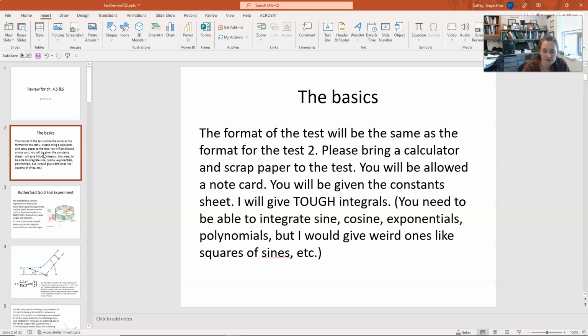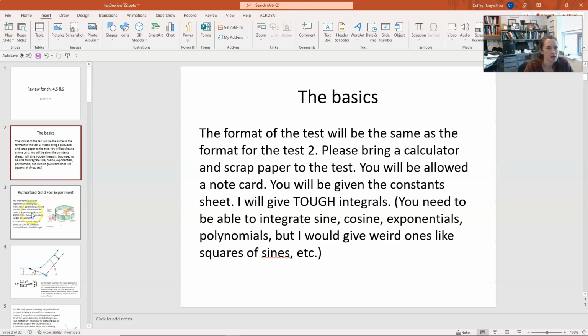So please bring a calculator and a scrap paper to the test. You're going to be allowed your 3-inch by 5-inch note card. You'll be given a constants sheet, so you don't have to waste your note card space on constants. And you'll be given tough integrals. So for example, if you have to integrate sine squared or something like that, I'd give you that integral from the tables. But you might be expected to do simple integrals like exponentials or sines and cosines, things like that.